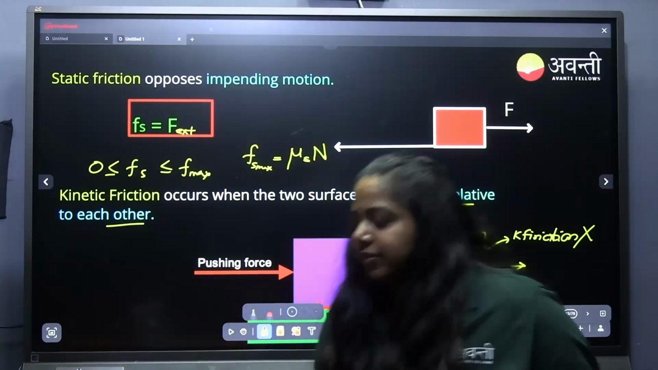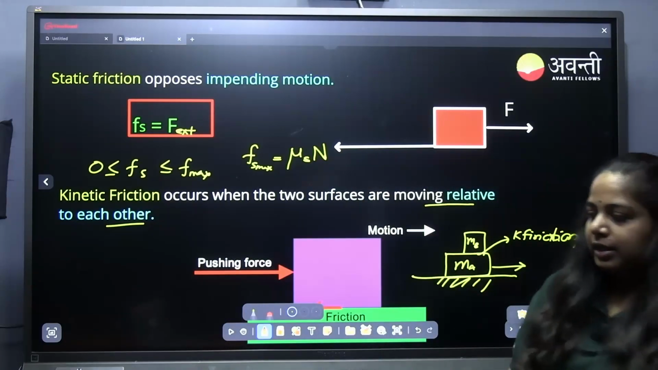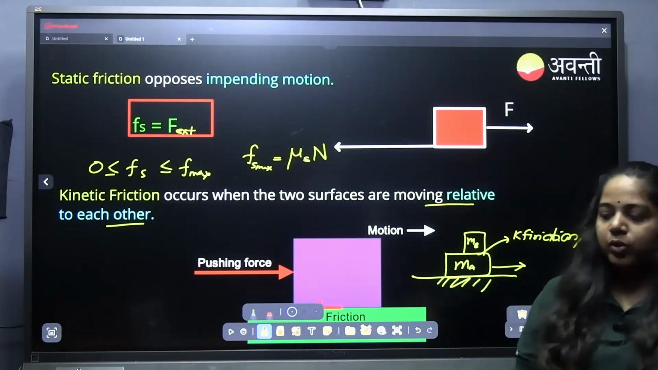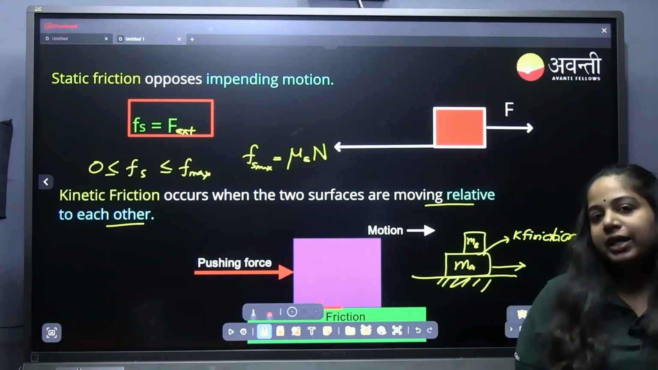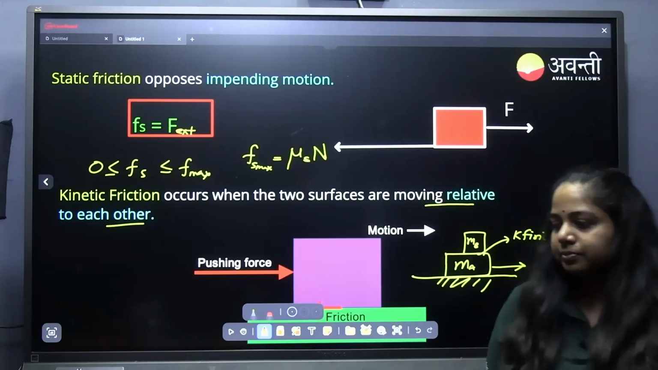Why Pi is equal to Pf? That is what conservation of momentum means. Okay, when there is no external force, initial momentum should be equal to final momentum.